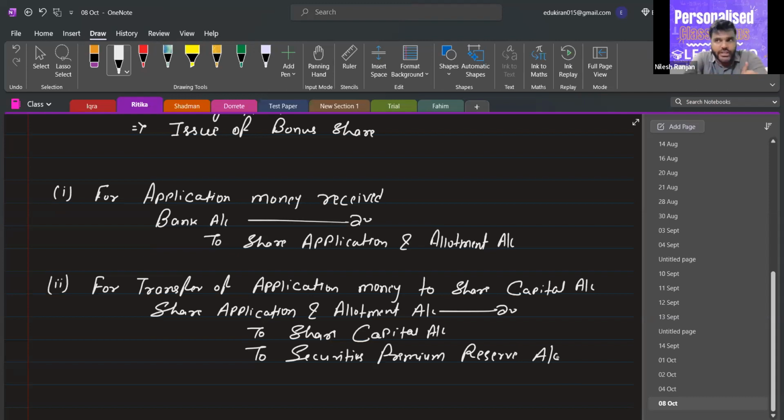Very good. One more thing you have to remember: calls in arrear cannot be along with application. That's why I think you changed the example you have taken. And what about calls in advance? It cannot be with the last call. Yes. Okay, so this is our basic concept.